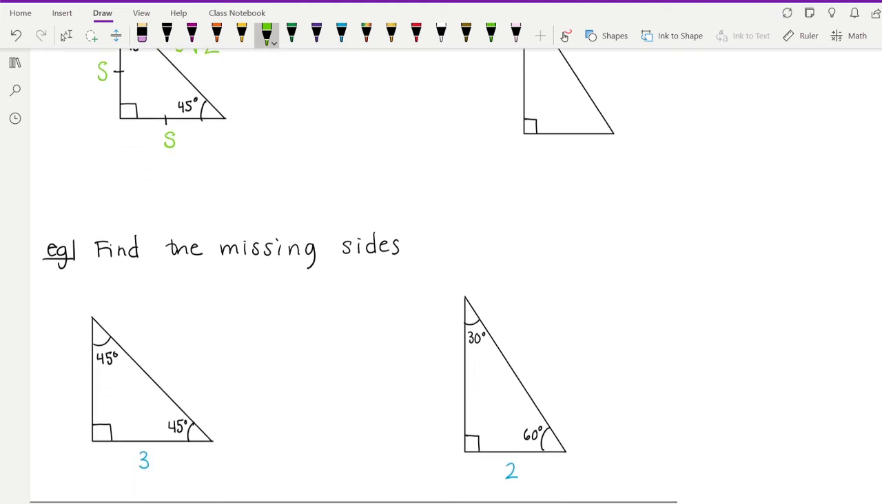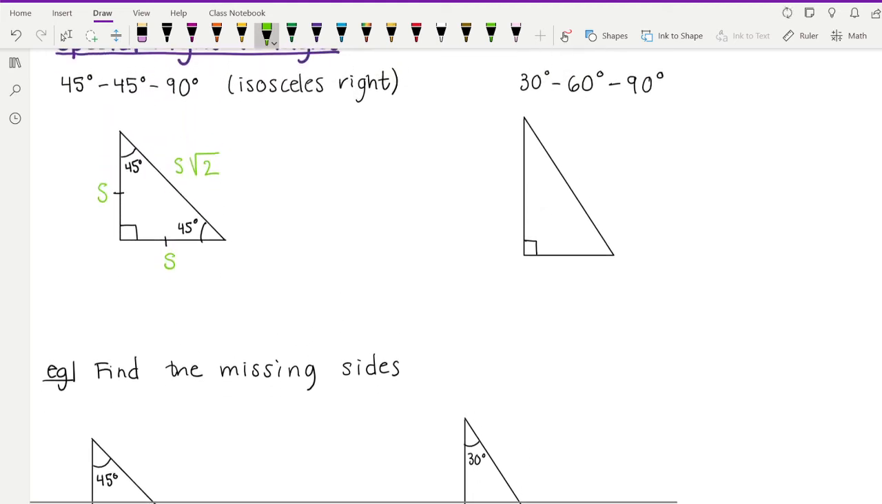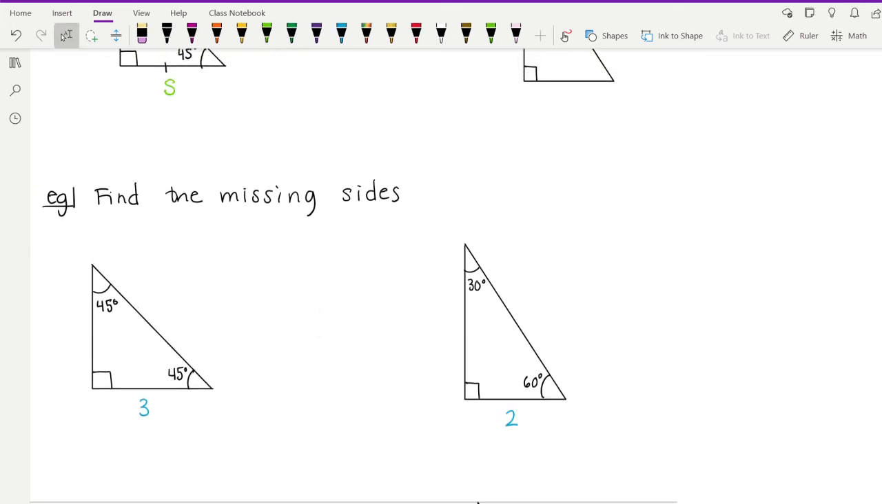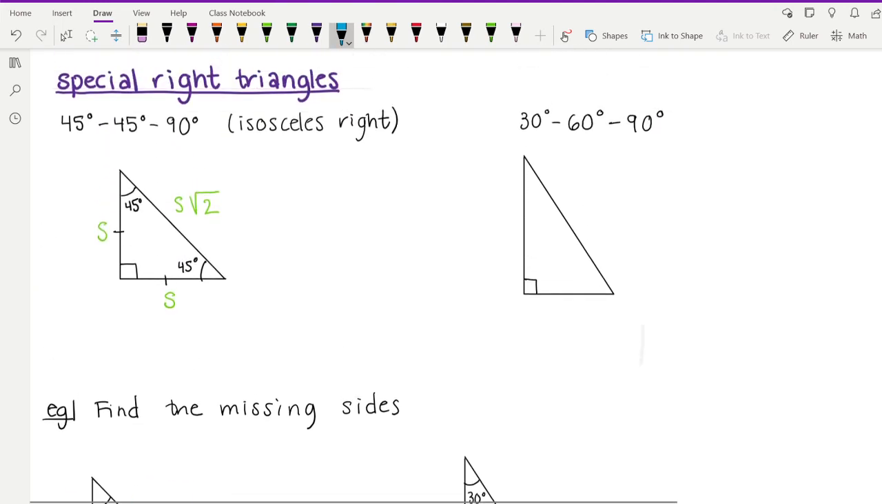So let's do a quick example of that, just to make sure we understand what that looks like in an actual example. So for example, if you have a 45-45-90 triangle, I'm looking right now at this one here where it says 3 in blue. If you know that this side has a length of 3, well, then that means that this side also has a length of 3, right? Because it's an isosceles triangle. And then this hypotenuse has a length of 3 times the square root of 2. So no matter what these two sides are, the hypotenuse is always going to be that same side length times the square root of 2. So that's one type of special right triangle.